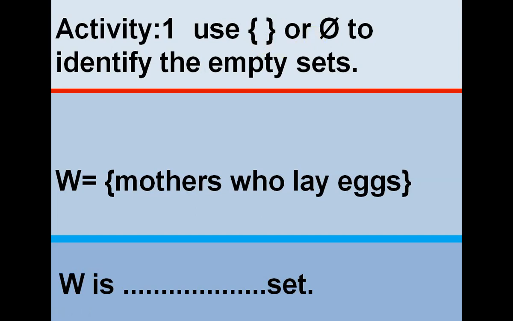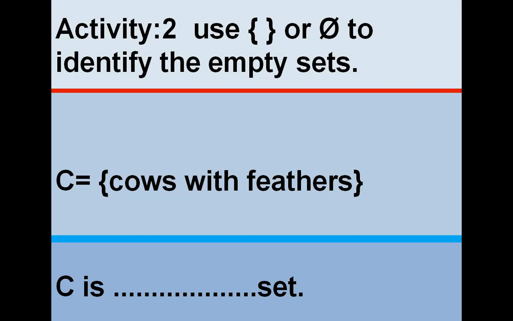For example, when you look at set W, it has got its members. One of the members is a mother who lays eggs. Do you have mothers who lay eggs at your home? Of course, no mother can lay an egg. So how can we describe such a set? Try to think. The answers are within right here. Let's look at our second activity.